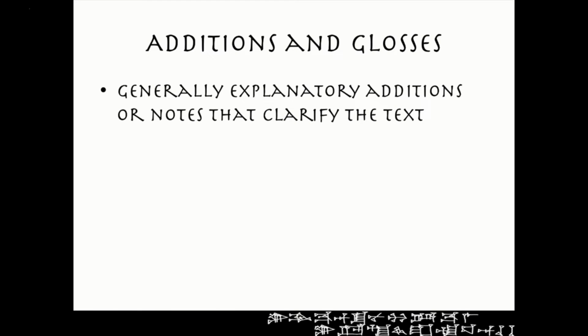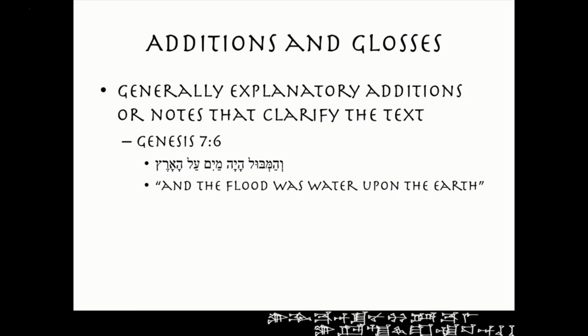Finally, additions and glosses. So these are generally explanatory additions or notes that clarify the text. So in Genesis 7:6, you have Hamabul haya mayim al haaretz, which means, and the flood was water upon the earth. Well, Hamabul means the flood, and of course we know when we see that in English what that means, but Mabul was a term that may not have been entirely understood. So this addition, haya mayim al haaretz, was water upon the earth, may have been an addition or a gloss that explained what the Mabul was.